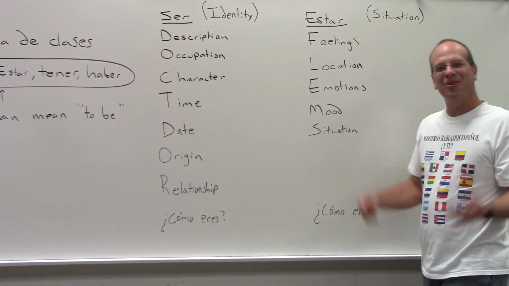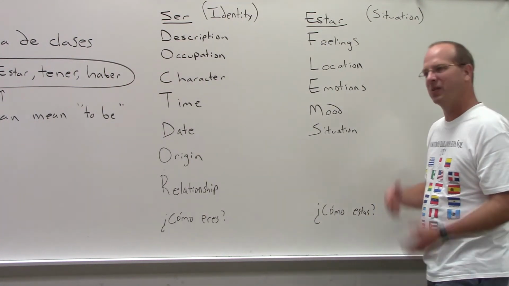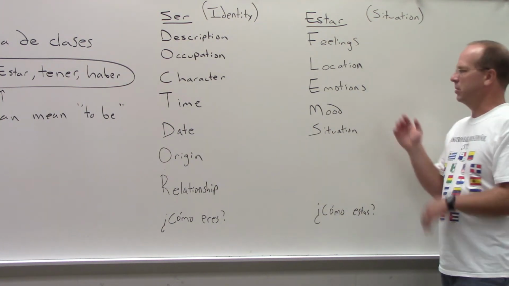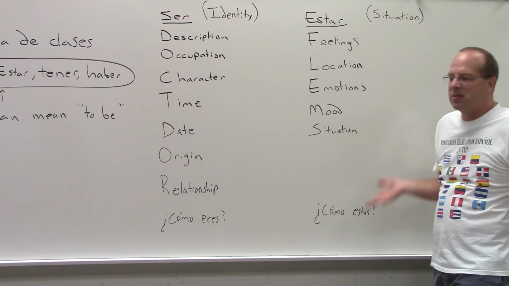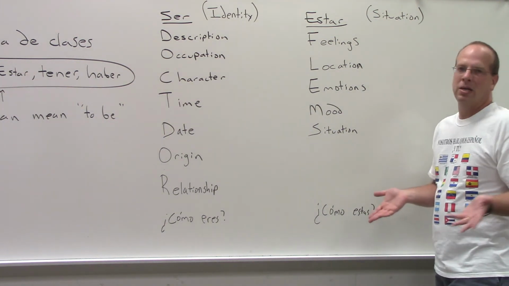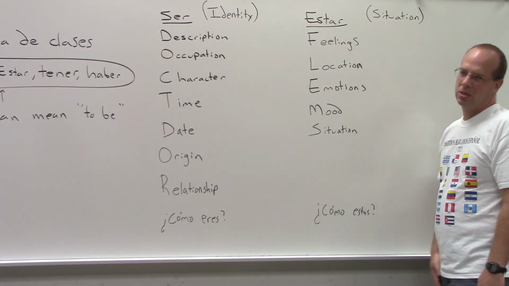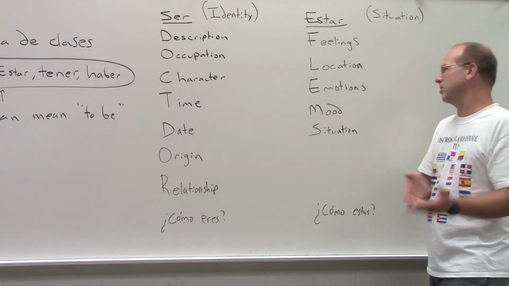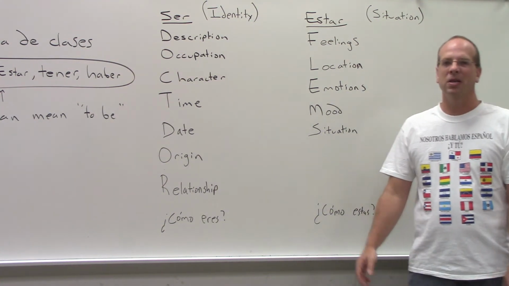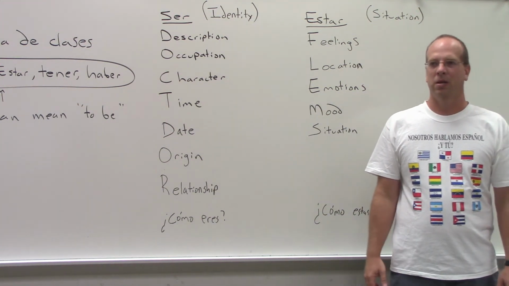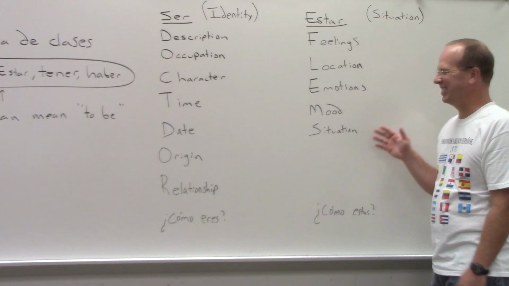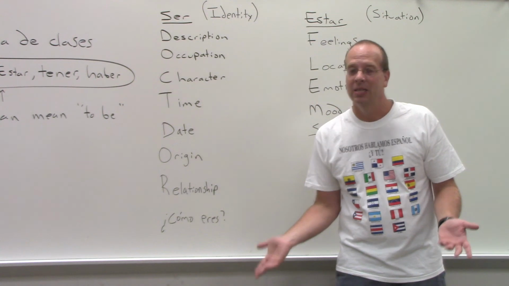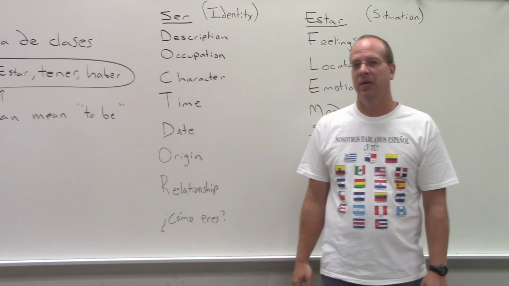Alright, so feelings, estoy feliz, estoy triste. You know, I've got a shirt about that and a poster somewhere in the room. Not the shirt, the poster. Location, ¿dónde estás? Estoy en Raleigh, estoy en la escuela, etc. Emotions, I don't know the difference between emotions and feelings. Alright, to me they're the same. Estoy feliz, estoy triste. Alright, mood, ¿cómo estás? Estoy bien, estoy mal. Alright, so they're all kind of the same. But it works out. Alright, and then situation, está bien, está mal, right? Okay, it's a situation.